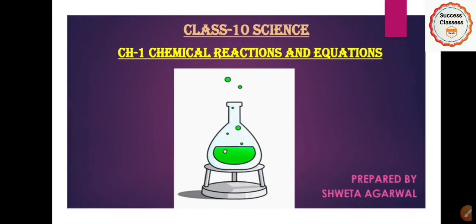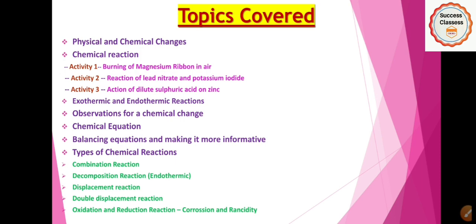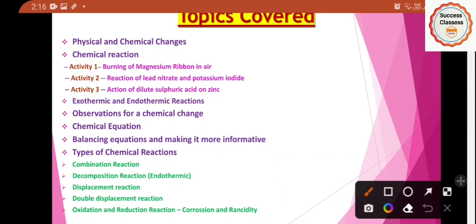This is Shweta Agarwal. Today we will study chapter 1 of class 10 science, that is chemical reactions and equations. So let's get started. Let us first have a quick look at the topics that we have to study in this chapter. The first topic is chemical and physical changes.